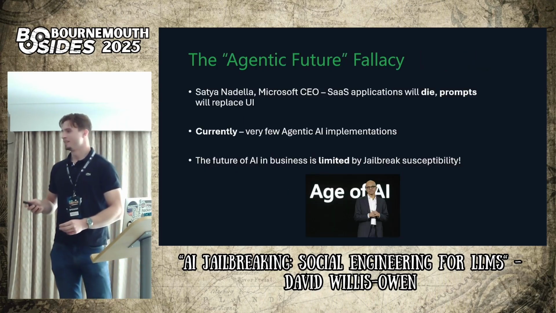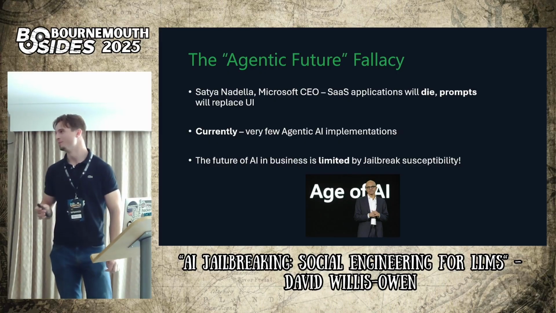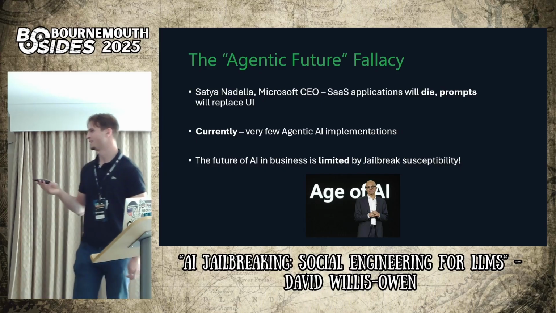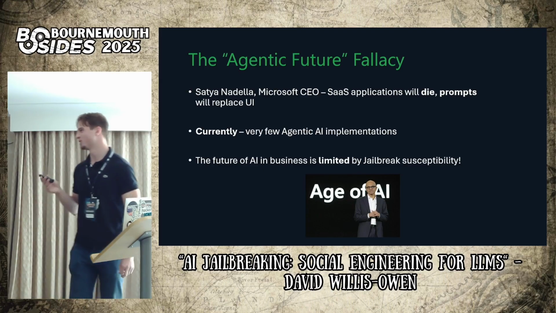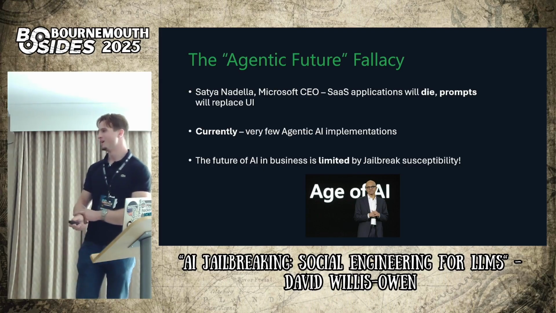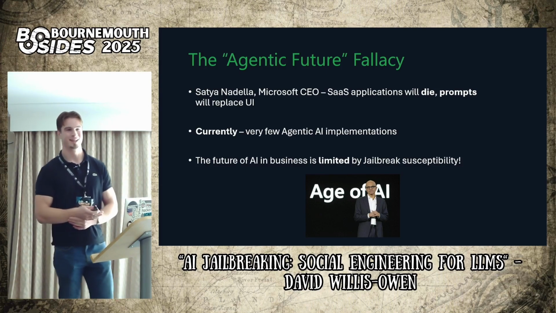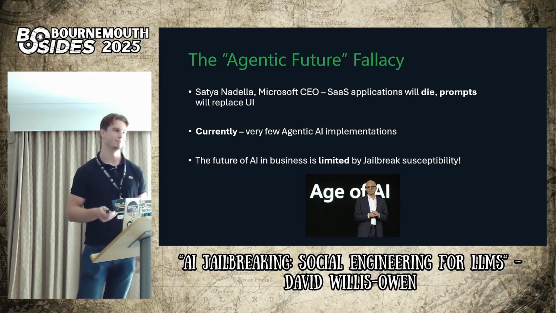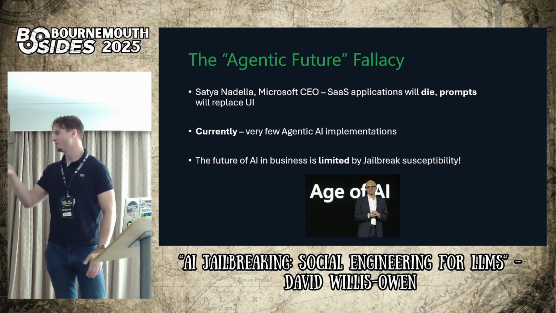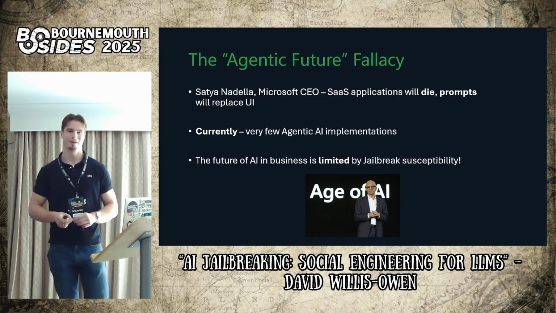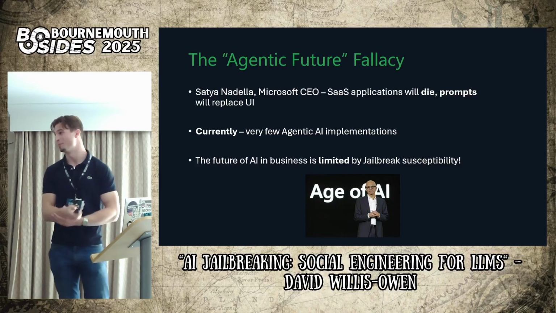And this is the second to last slide. So back in, I think it was winter of 2024, Satya Nadella basically said that software as a service applications will die. We're not going to have UIs, and we're just going to be prompting agents to perform CRUD operations against databases, so create, read, update, delete. And we're not going to be needing any of these front ends for humans to click through because they're obsolete. However, this is hugely different from the current state, where there are actually very few truly agentic AI implementations, although there's a lot of hype around them.